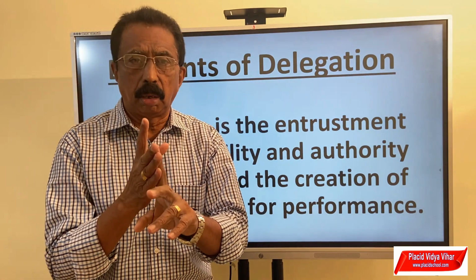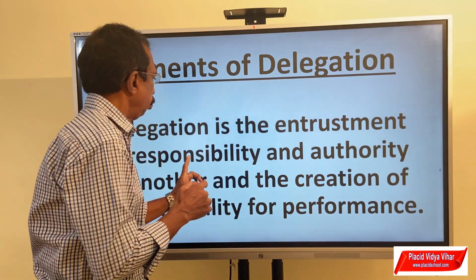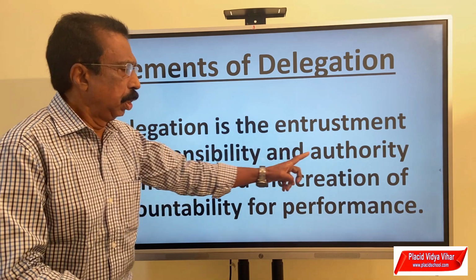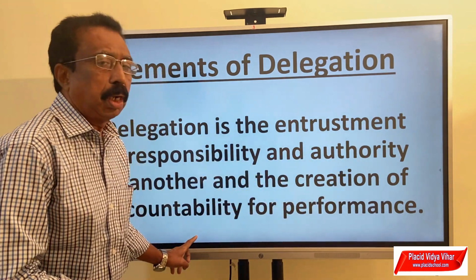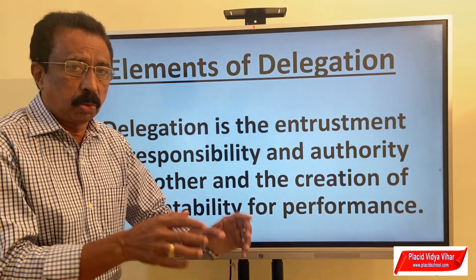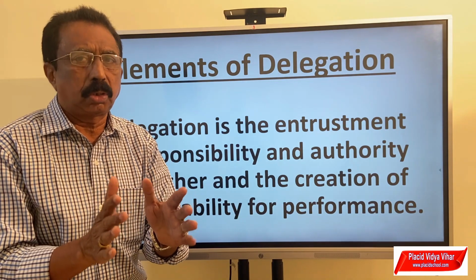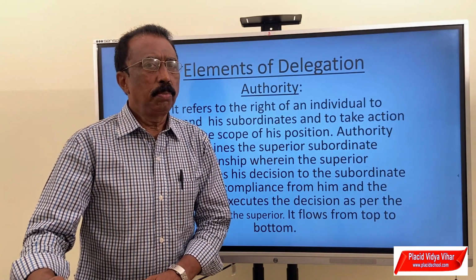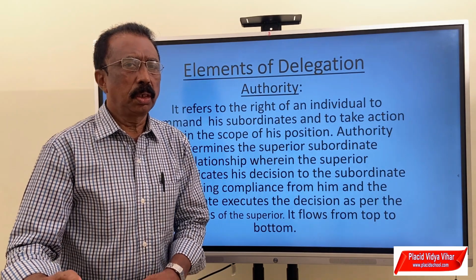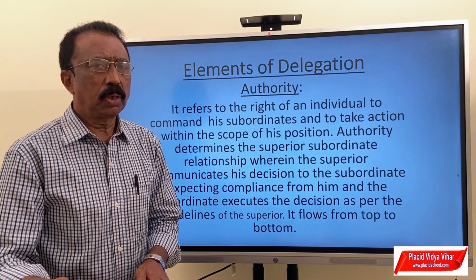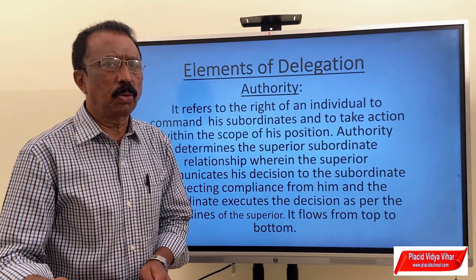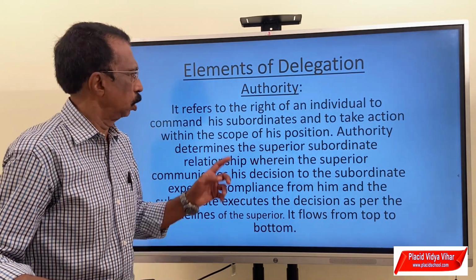So there are three elements. Look at that one. First one is responsibility, authority is there, and accountability is there. We are going to see in detail about that one. So, elements of delegation, as we have seen, there are three elements: authority, responsibility, and accountability. Let me start with the authority.